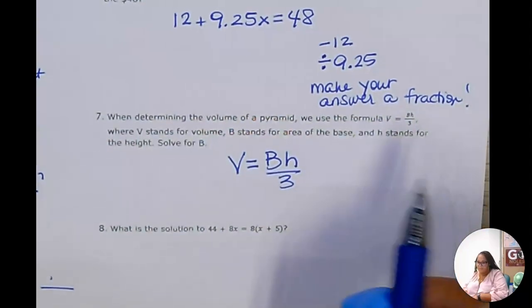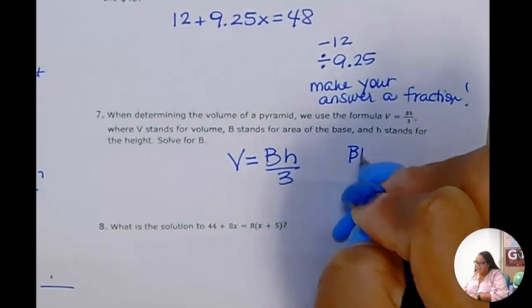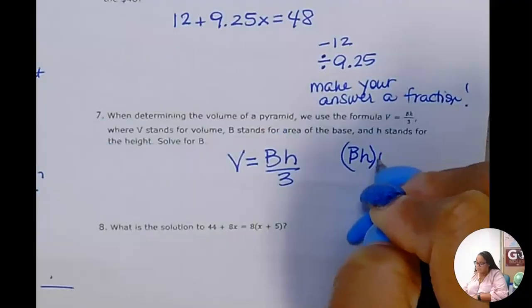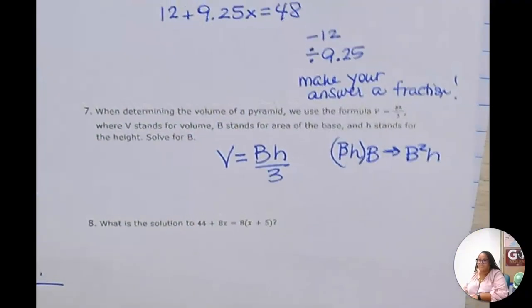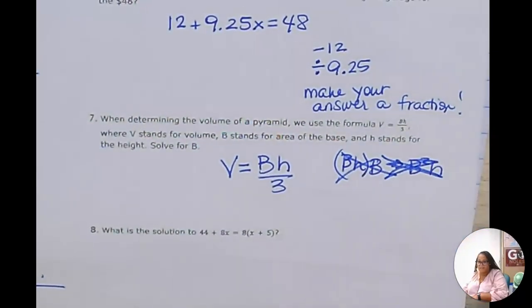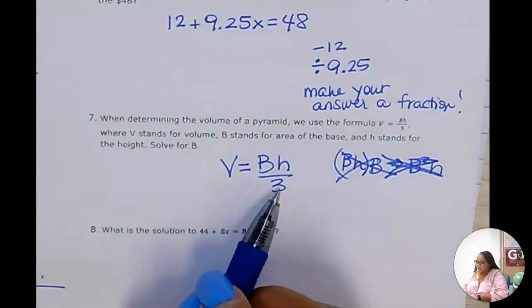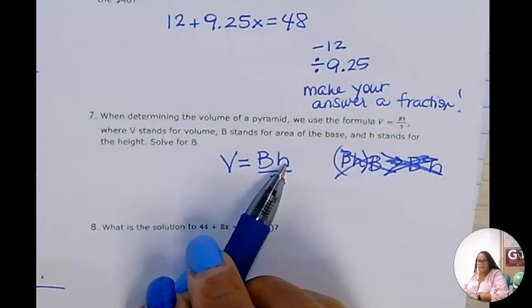You cannot multiply by B. B is already being multiplied by H. If I multiply by another B, that's going to end up being B squared H. That's not what I want. So please don't assume that you multiply by B. That is incorrect. So you must multiply by 3 on both sides and then get rid of that H. Remember how to do so.